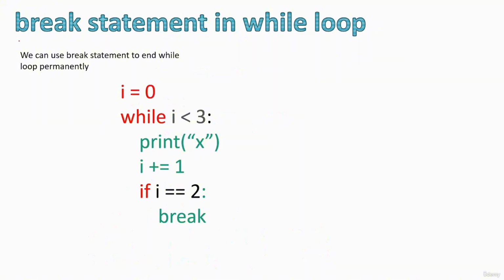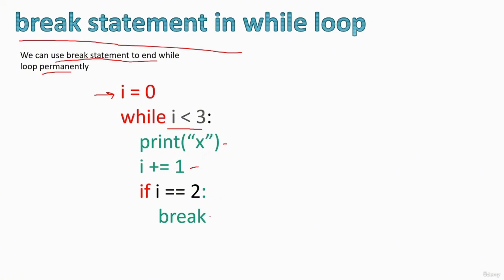Now let us talk about two control statements in while loop. The first one is the break statement. We can use the break statement to end a while loop permanently. So let us see this example. I have created a variable called i equal to 0. Then the condition is i less than 3. Then print text, i += 1. If i equal to 2, break.